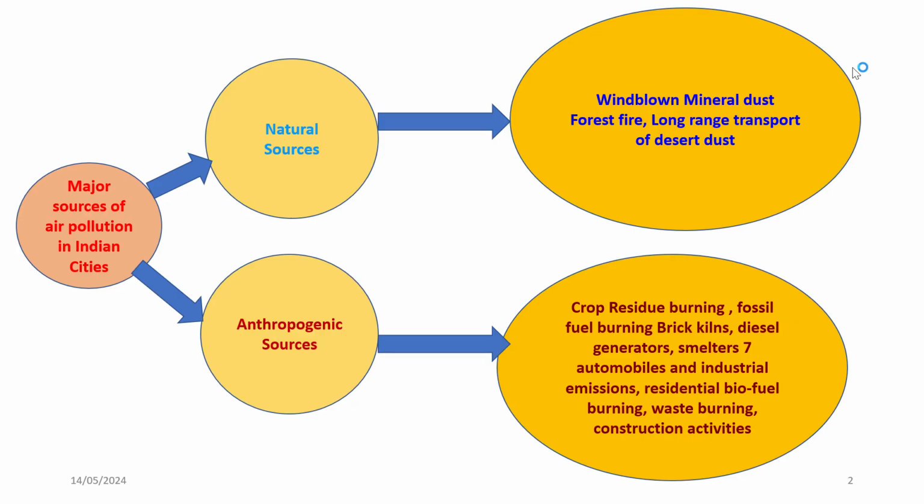What are the natural sources? They are wind blow, mineral dust, forest fires, and long range transport of desert dust. Then we come to the anthropogenic sources. These are crop residue burning, fossil fuel burning, brick kiln smoke, diesel generators, smelters, automobiles, industrial emissions, residential biofuel burning, waste burning, and construction activities. These are some of the anthropogenic sources of air pollution.